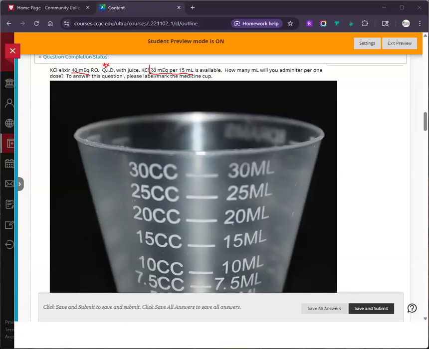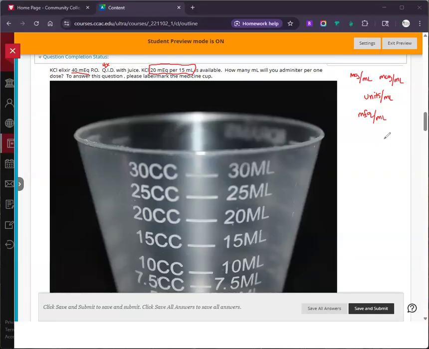So when you have a liquid-based medication that you're going to put into either an oral syringe or a cup like we have here, it's always going to be listed as some amount per something. So it might be milligrams per milliliter, it might be micrograms per milliliter, it might be units per milliliter, and then here it was milliequivalents per milliliter. But you want to pay attention to that per milliliter amount.